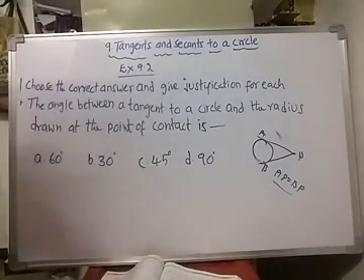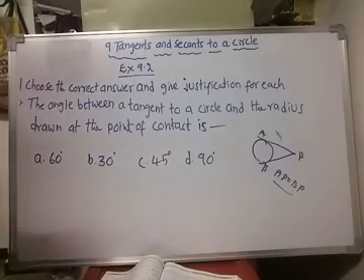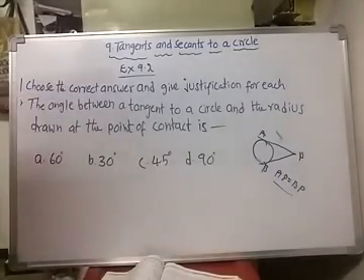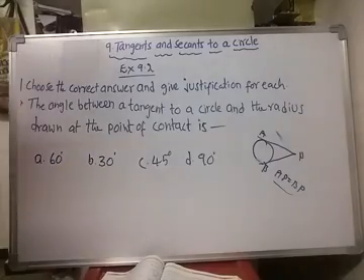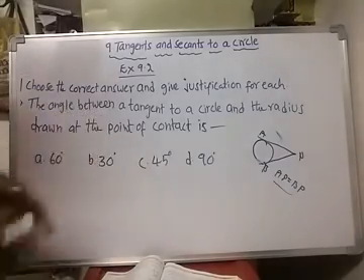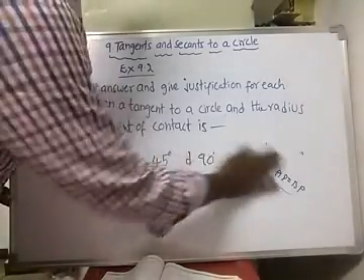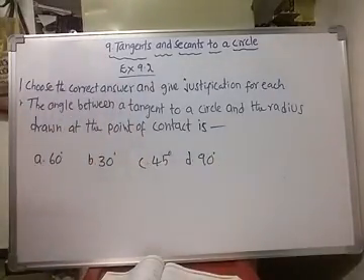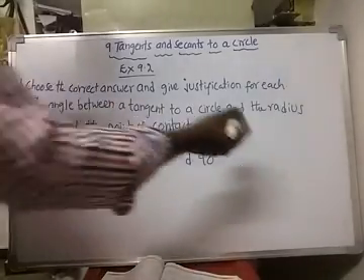So today we are going to solve problems in exercise 9.2. The first one: choose the correct answer and give justification for each. The angle between a tangent to a circle and the radius drawn at the point of contact is dash.